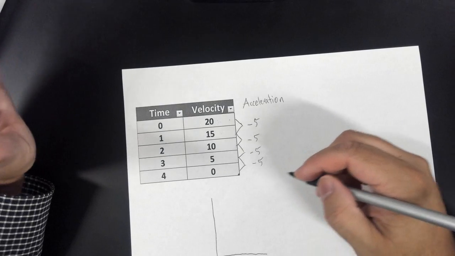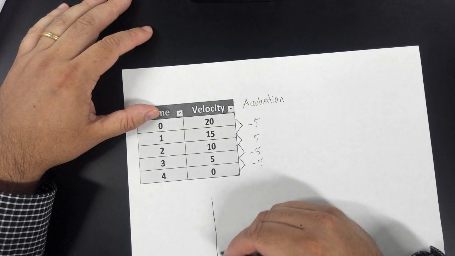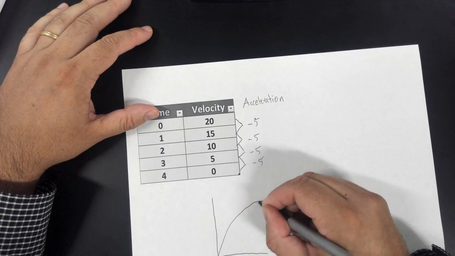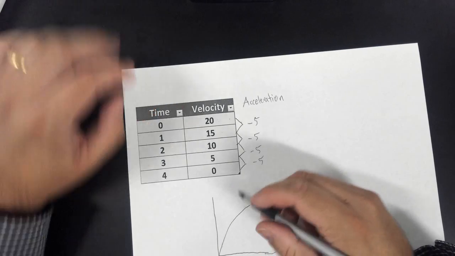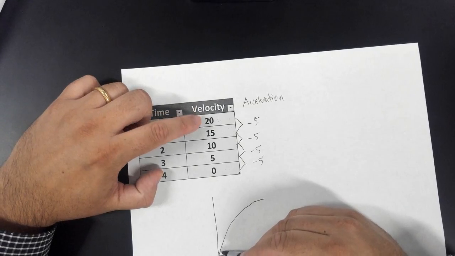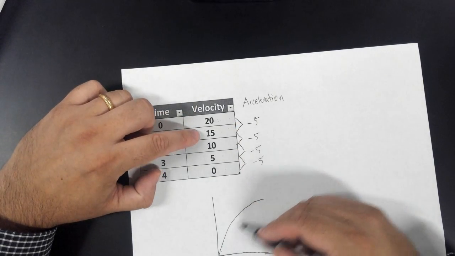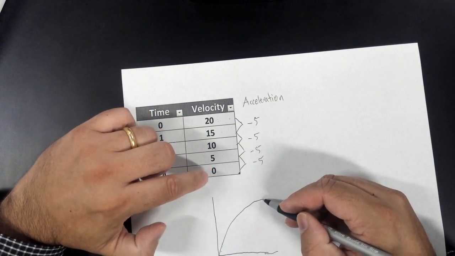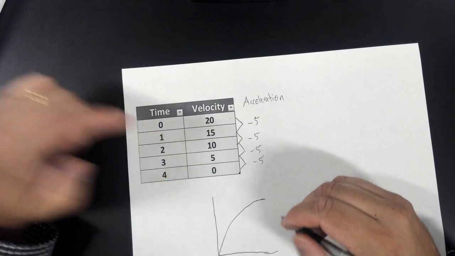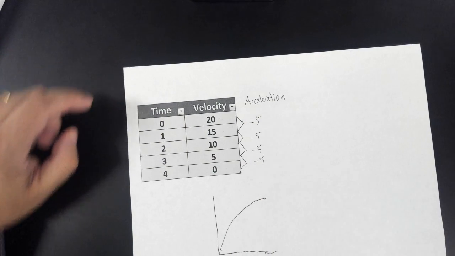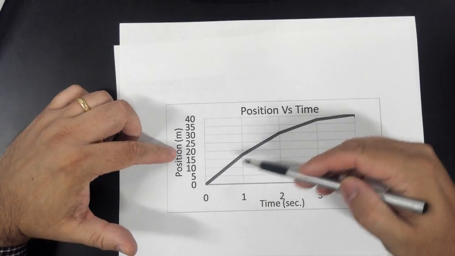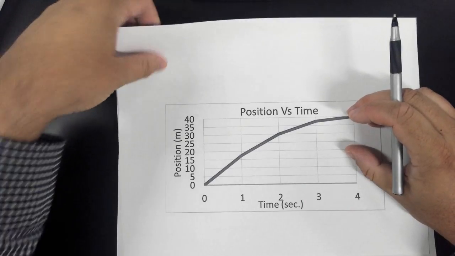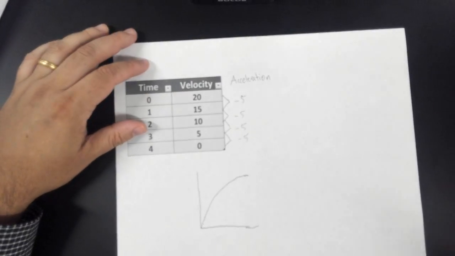The position time graph would look something like this. Starting off fast, you have a steep line in the beginning. The slope of this line should be 20 in the beginning, and then 15, 10, 5, and 0, which is a flat line as you get to the end. And this is exactly how the position time would look. Now, how would we actually find these numbers for the position time? That is a little more complicated. It's going to take a little more work.